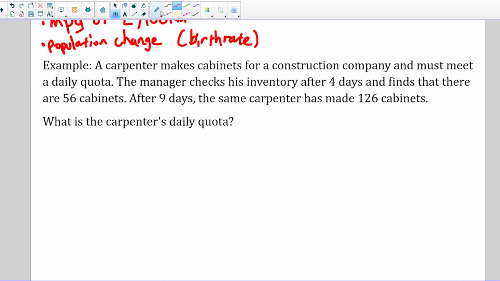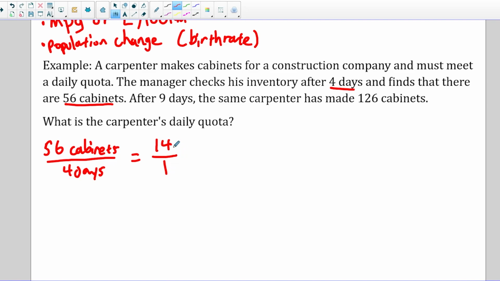If we see here, the first set of cabinets, he has made 56 cabinets in 4 days. So we can take a look at 56 cabinets over 4 days. If we were to divide this out, 56 divided by 4, we would end up with 14. Now, because we've been looking at slope, let's just go ahead and keep this as 14 over 1, because we know that 14 is the same thing as 14 over 1, but we're going to also keep our variables here. So this means that we have 14 cabinets per 1 day.